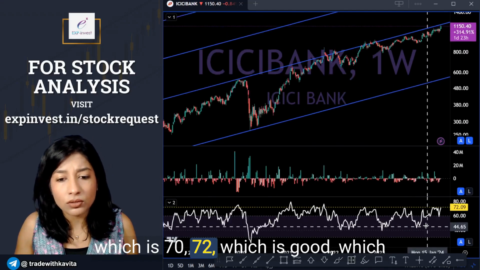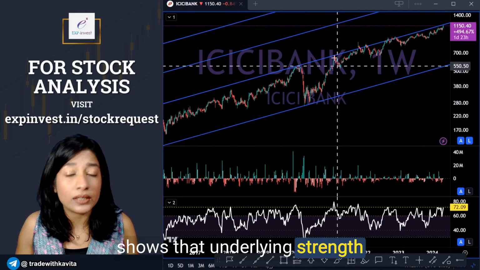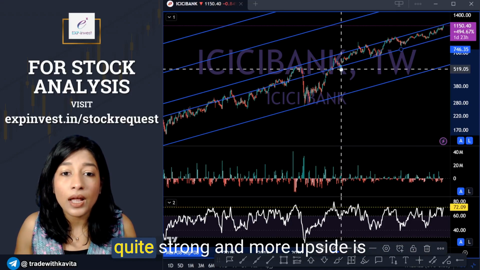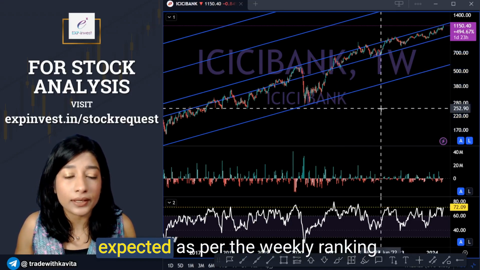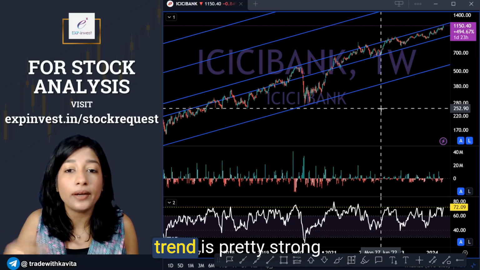which is good, which shows that the underlying strength of the bull trend is still quite strong and more upside is expected as per the weekly time frame. So the underlying bull trend is pretty strong.